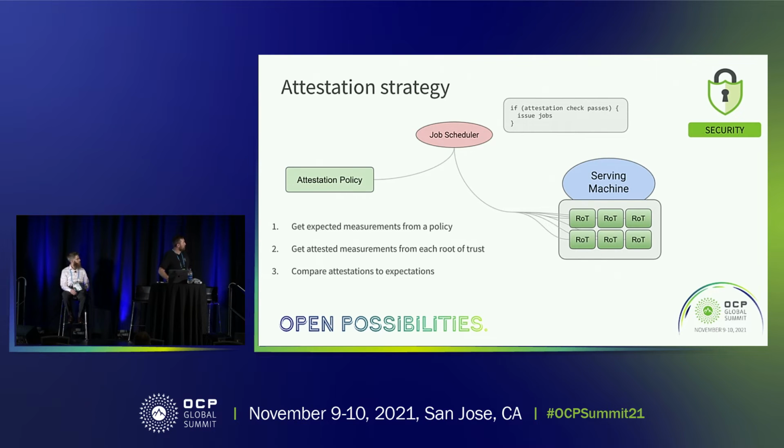So the strategy: we will get measurements from a policy. The job scheduler will be informed of what the expected measurements should be. Then we will reach out to the machine and get measurements from each root of trust on it. Here we're modeling the machine as a collection of roots of trust, each of which will report measurements about the boot stack that it observed. And we'll aggregate those measurements at the job scheduler and reason about it as a whole, or we compare it to the expectations and react accordingly.